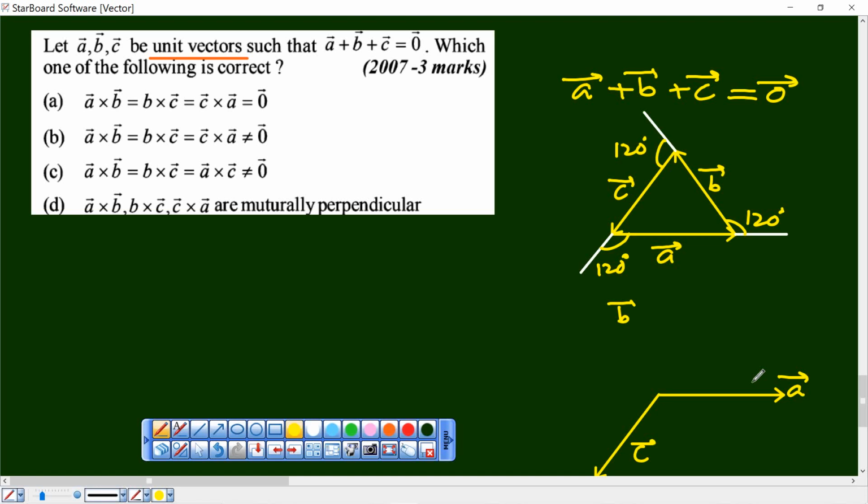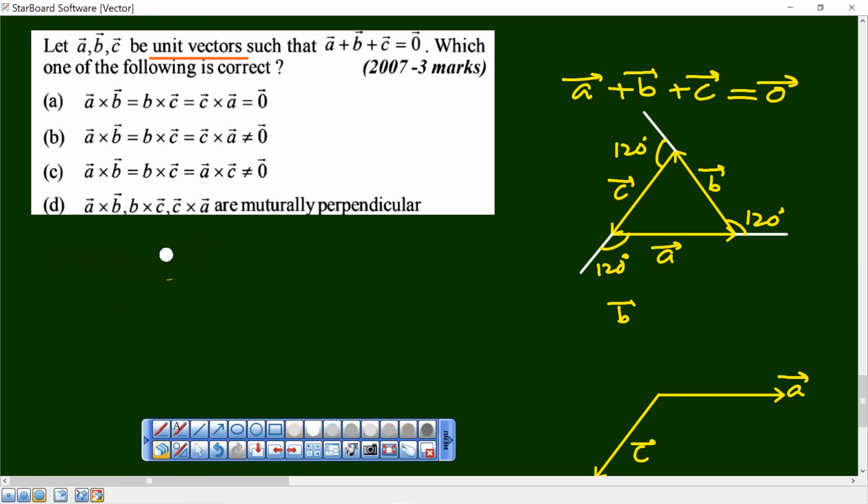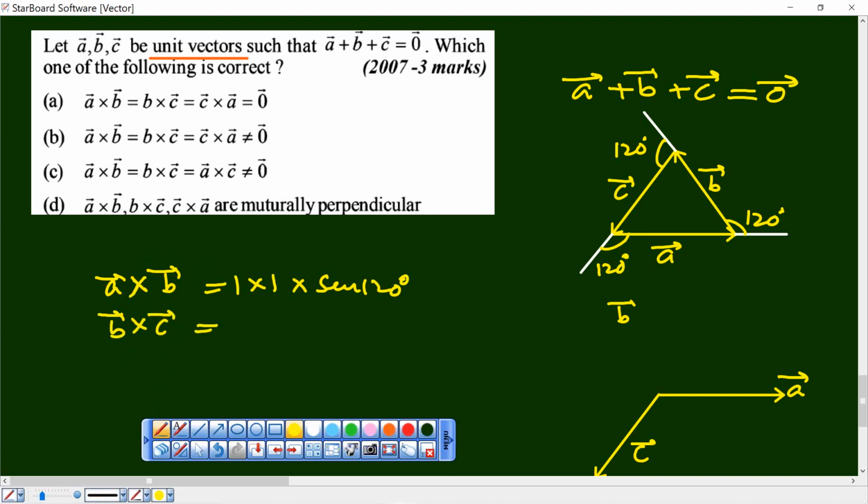Understood that? Now come to the magnitude of that. When I compute the magnitude of the cross product of two vectors, A cross B will have what magnitude? What will be the magnitude of A cross B? Tell me. The magnitude of A cross B is going to be the product of the magnitudes of the two vectors and the sine of the angle between the two. So A cross B is going to be 1 into sine 120 degree. Agree or not? So I don't even put the value of sine 120. Why should I? Because everything is going to come out the same. B cross C is going to be, B is also unit. They're all unit. 1 into sine 120.